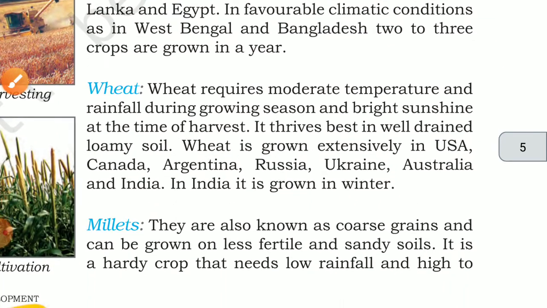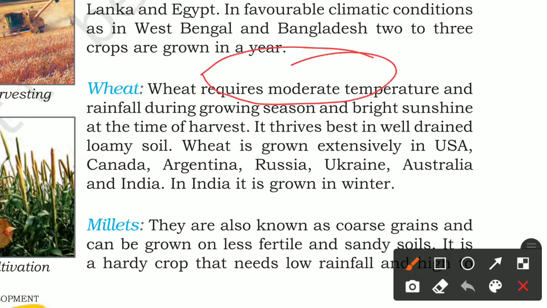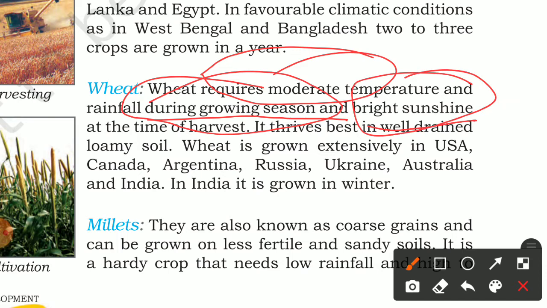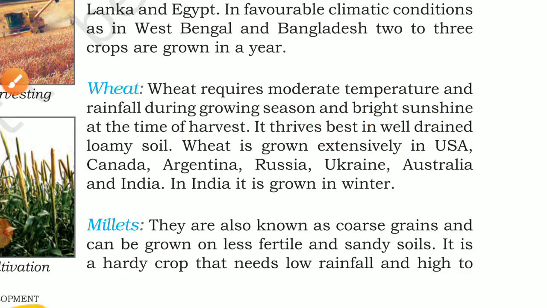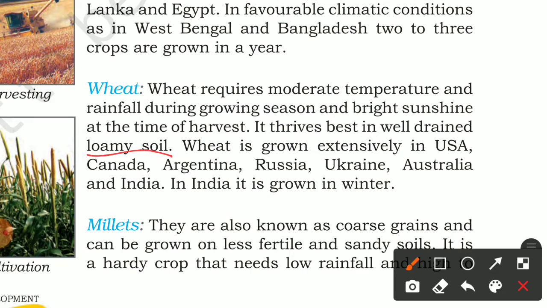Next we will talk about wheat. Wheat requires a moderate temperature, rainfall during the growing season, and bright sunshine at the time of harvest. It thrives best in well-drained loamy soil. Wheat is grown extensively in USA, Canada, Argentina, Russia, Ukraine, Australia, and India. In India it is grown in winter.